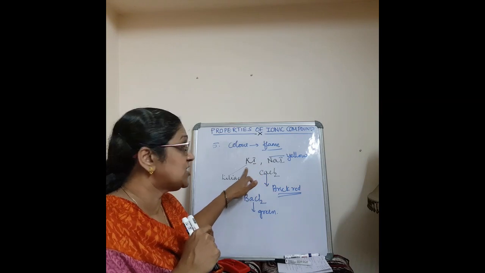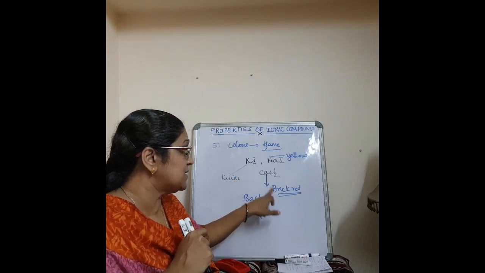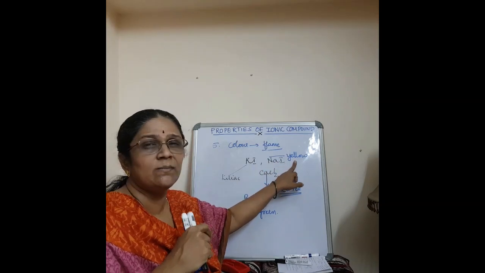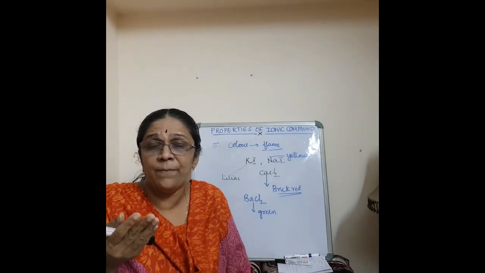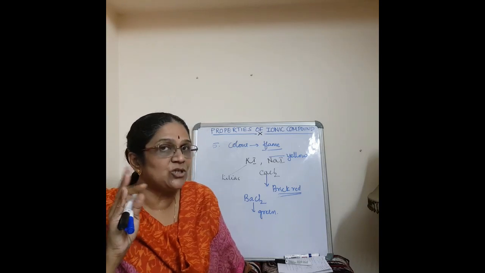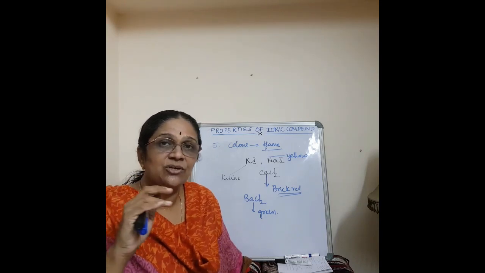For example, potassium has a lilac color. Calcium has a brick red. Then barium is green. Sodium is yellow. Then manganese is pink. So many. Okay. So that is the property related to the metals actually, due to the excitation of electrons.